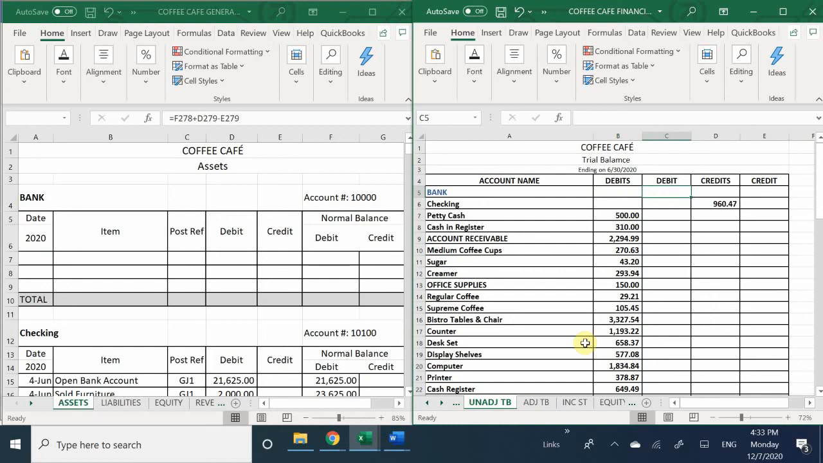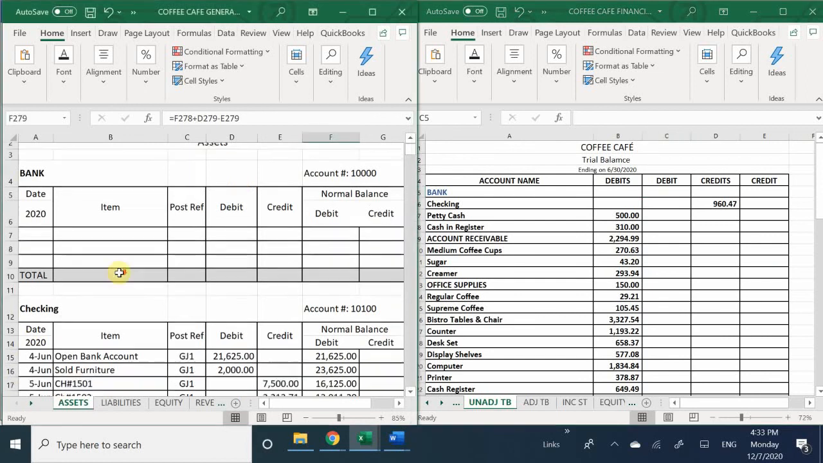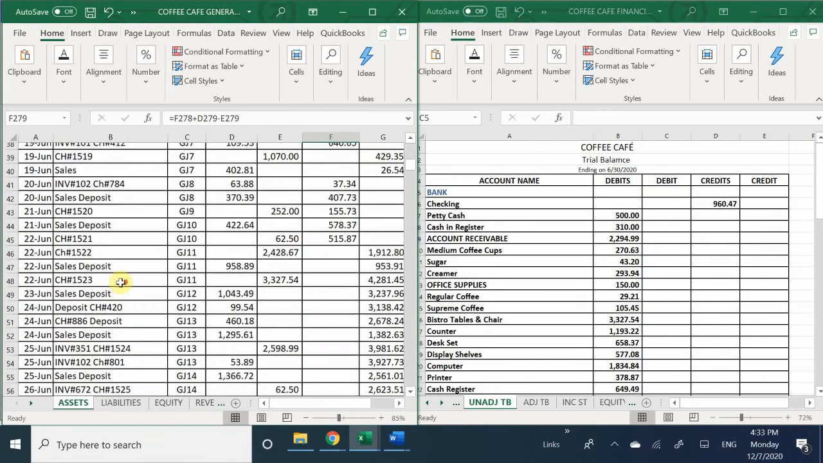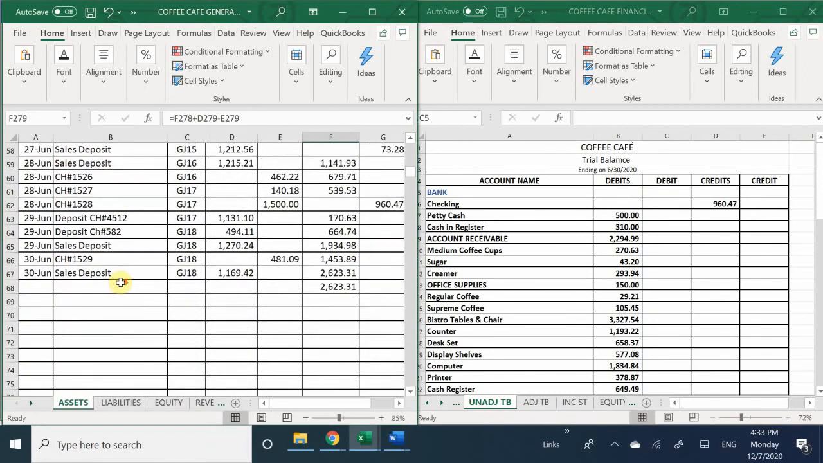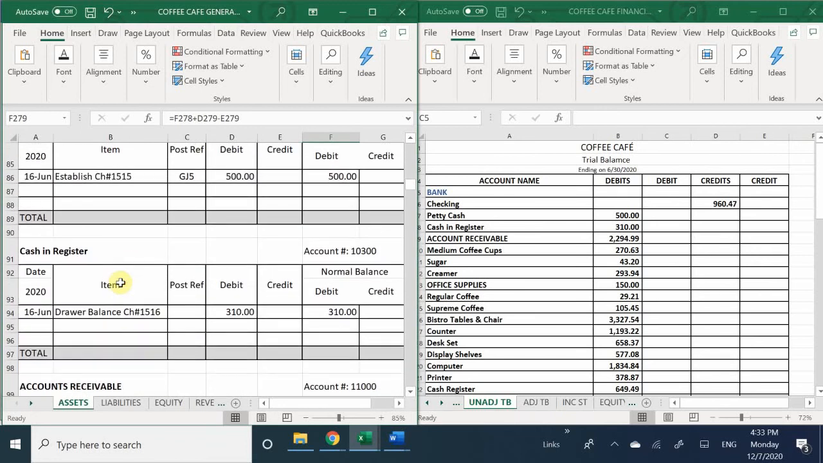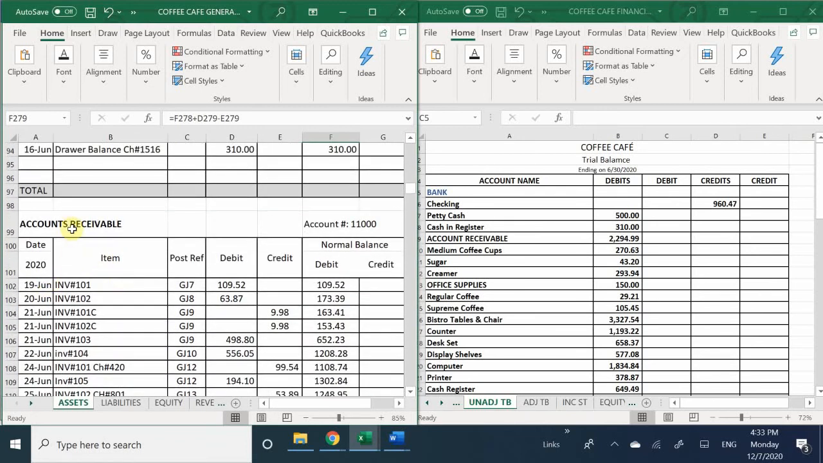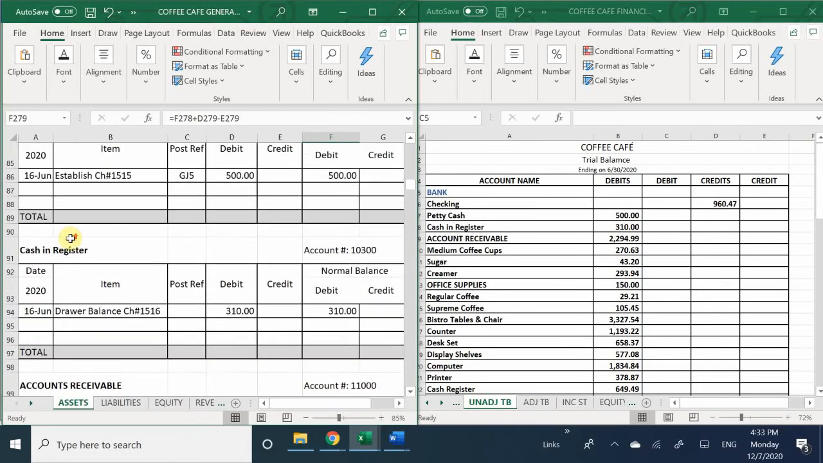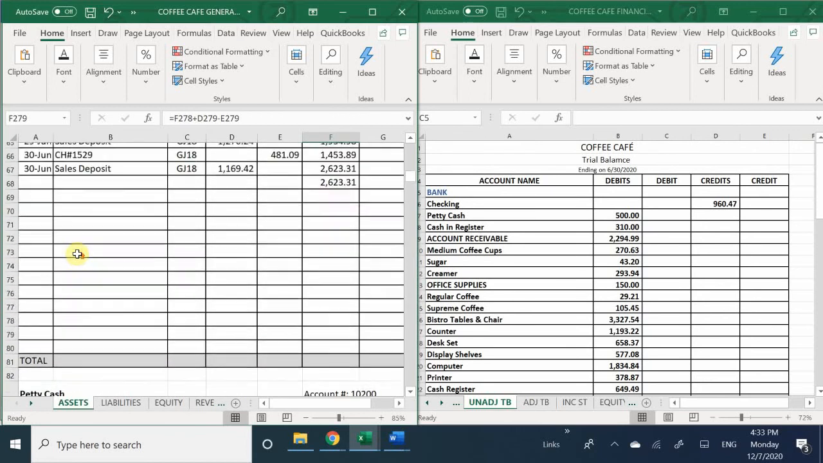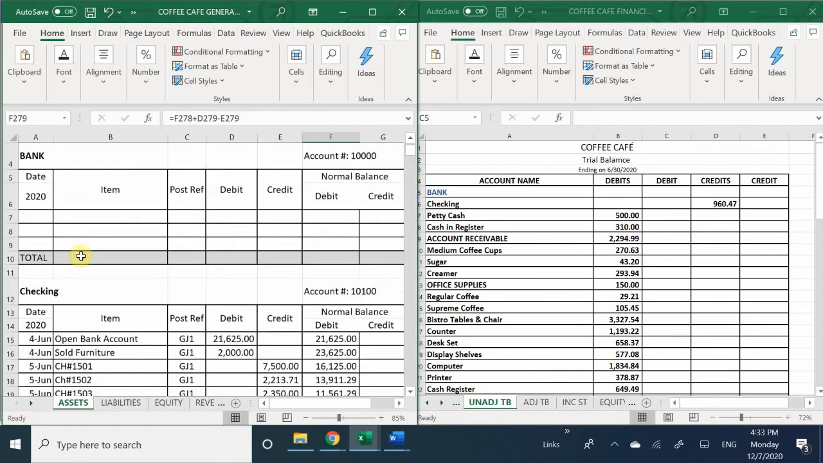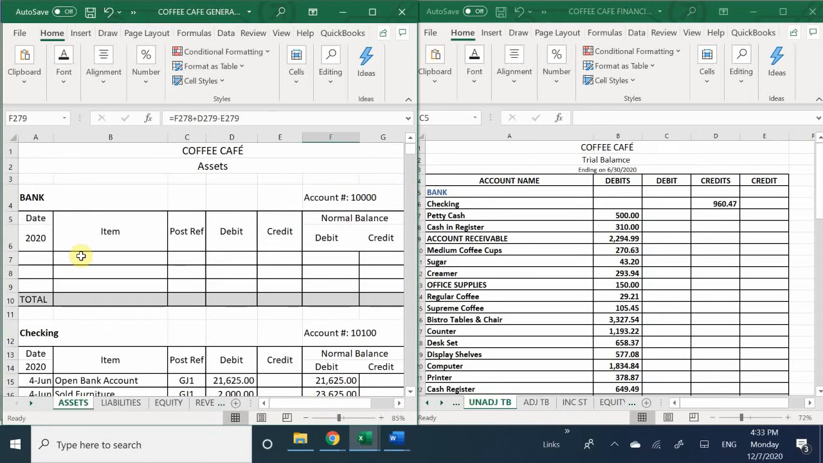As you know, your main accounts are going to be things like bank, right? Bank could consist of your checking and your petty cash. Petty cash and the cash register, right? So the main accounts are in capital letters, while the sub accounts are in regular lowercase letters. Okay, and you're basically going to adjust every account in between, and then sum them up in each column. So for example, let's go ahead and do this one.